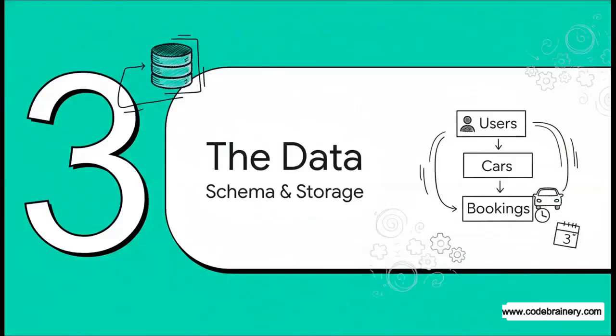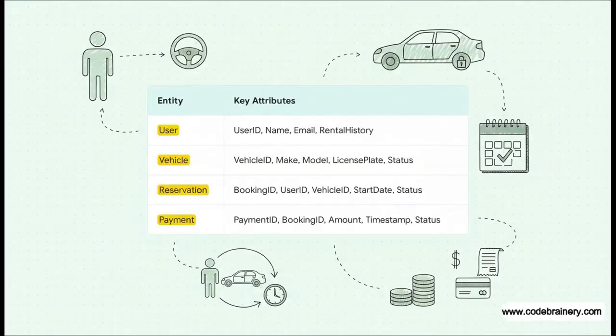Now let's talk about the foundation of our entire system, the data. How are we going to actually store all this information about our users, our cars, and our bookings? This is where we need to design our database schema. We can pretty much identify four main things we need to track. We'll need a user table for their info, a vehicle table with all the details like make, model, and its current status. Is it available, rented, or maybe in for maintenance? The reservation table is really the heart of the system. It's what connects a user ID and a vehicle ID with specific start and end dates. And finally, a payment table to keep a clean record of every transaction tied to a booking.